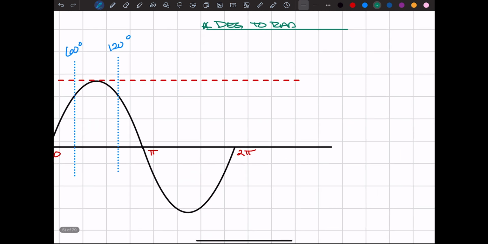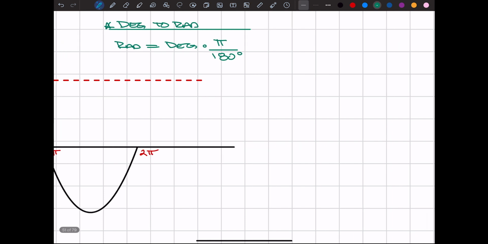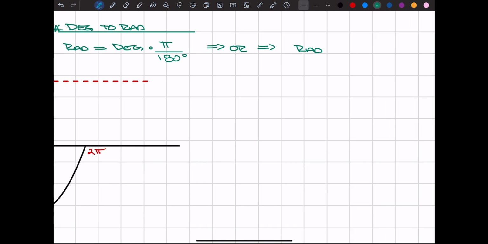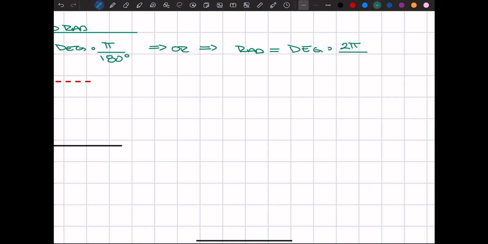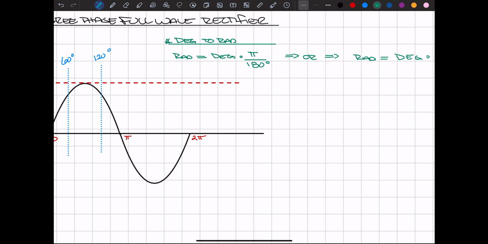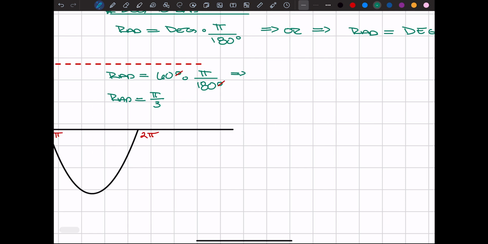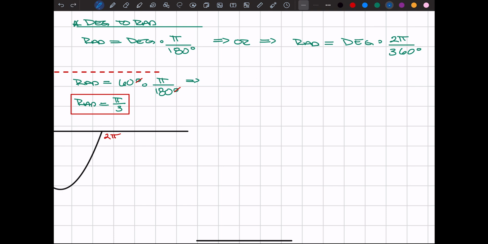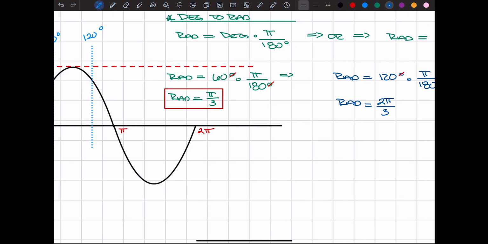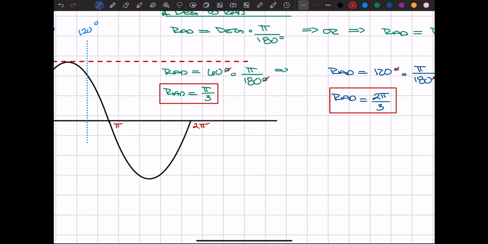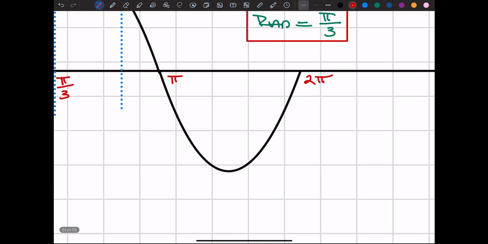To find radians, we multiply the degrees times pi over 180. Or if the angle is more than 180, we'll find the radians by multiplying the degrees times 2 pi over 360 degrees. So first we'll look at the 60 degrees and we want to find the radians. We take the 60 degrees, multiplying that by pi over 180. The degrees are going to cancel out and that's going to give us pi over 3. Now to find the radians for 120 degrees, we multiply the 120 degrees times pi over 180. And again, the degrees cancel out and that gives us 2 pi over 3. So now we can bring that over and write that down on our period.